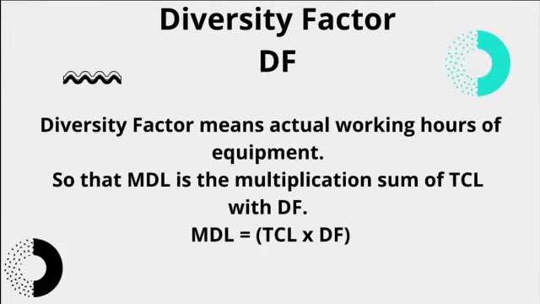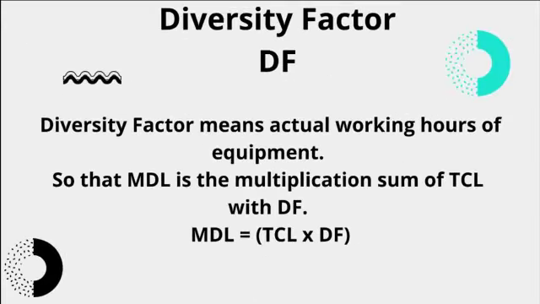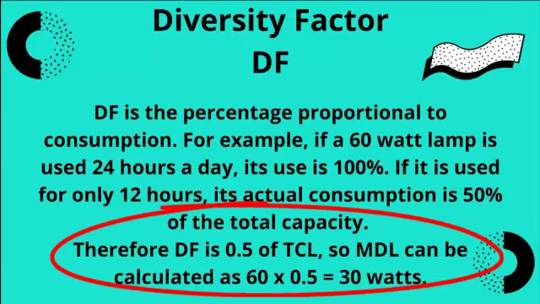Diversity factor. DF, diversity factor, means actual working hours of equipment. So MDL is the multiplication of TCL with DF. DF is the percentage proportional to consumption. For example, if a 60-watt lamp is used 24 hours a day, its use is 100%. If it is used for only 12 hours, its actual consumption is 50% of the total capacity. Therefore, DF is 0.5 of TCL, so MDL can be calculated as 60 into 0.5 equals 30 watts.